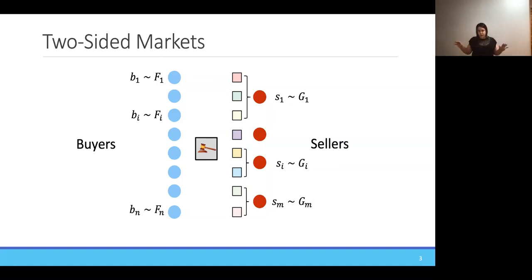And for this whole talk, we're going to assume that all of the values are drawn independently. So we'll have seller values drawn from various seller distributions, buyer values drawn from various buyer distributions, and they'll all be independent, okay? And the platform's job is to decide how should we allocate the various items from the sellers to the buyers.